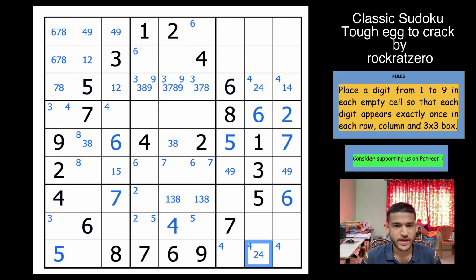Wow. There is a pair in column 8. 1, 3, 5, 6, 2 and 4. Excellent. 7, 8 and 9 are required. So this would be 8, 9. This would be 7, 8 and 9. And 9 is looking at row 1. So this is not 9. That's 7 or 8.